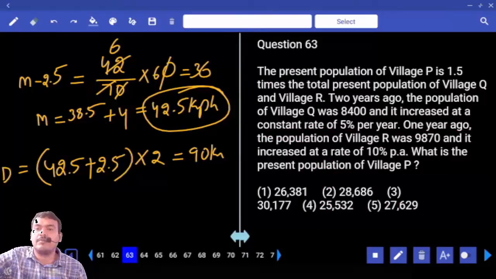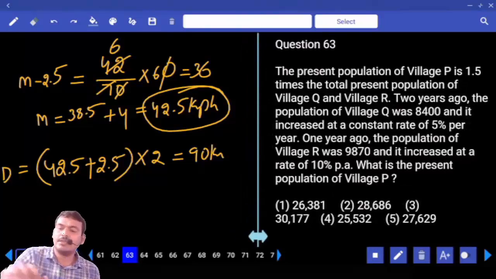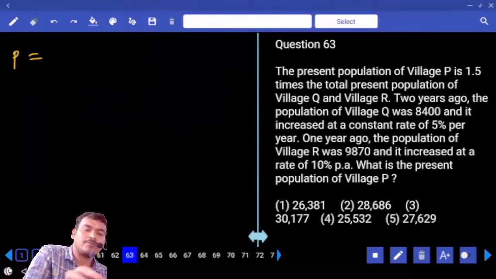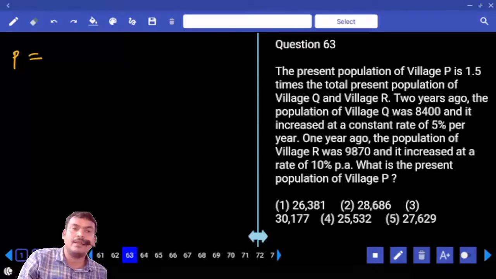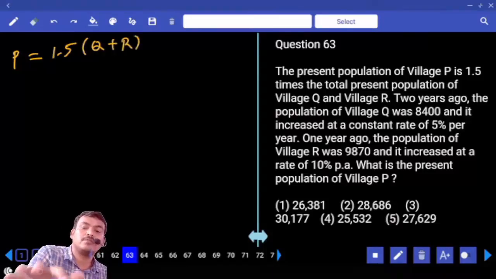The present population of village P is 1.5 times the total present population of villages Q and R. If 2 years ago the population of village Q was 8,400 and it increased at a constant rate of 5% per year, and 1 year ago the population of village R was 9870 and it increased at a rate of 10% per annum, what is the present population of village P? Here village P value is 1.5 times of Q plus R present values.